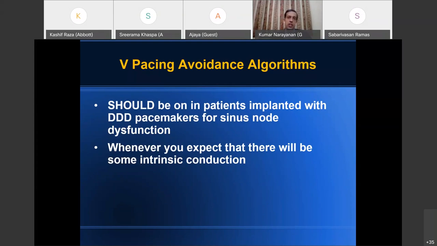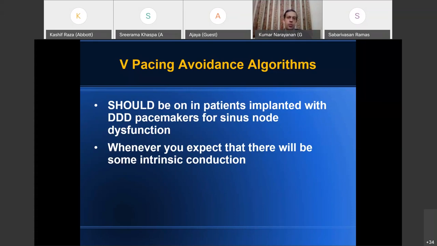But in such a case, you should have ventricular pacing avoidance algorithms programmed because the patient's primary problem is sinus node dysfunction. There is nothing wrong with the AV node. So you don't want to have a short AV delay and unnecessarily pace the ventricle when the patient's AV conduction is actually going pretty okay at this point of time. So that is one place where you should especially remember the switching on of the ventricular pacing avoidance algorithm.